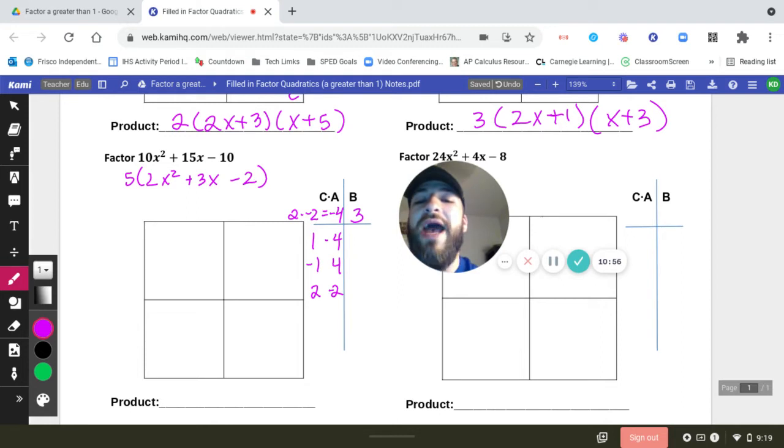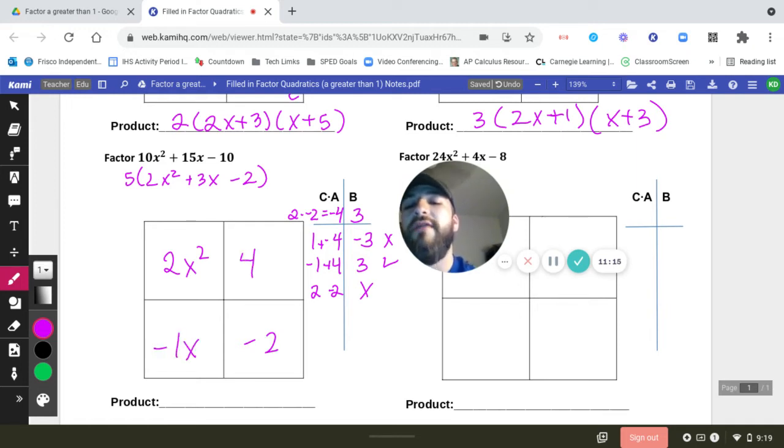And then, of course, we are adding these to get b. So 1 minus negative 4 is negative 3. Negative 1 plus 4 is 3, which is what we were going for. So we can stop there. We stick everything in our box. So 2x squared, negative 2. I split up negative 1 and 4, so negative 1x and 4x. And then we are good to go.